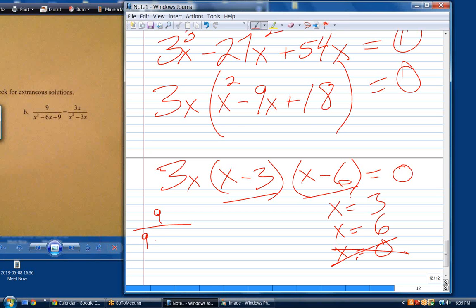9 over 9 minus 18 plus 9. That's a problem also. 0. So x can't be equal to 3 either. Nope. Well, let's make sure we actually have a solution that works here. Let's try x equals 6.